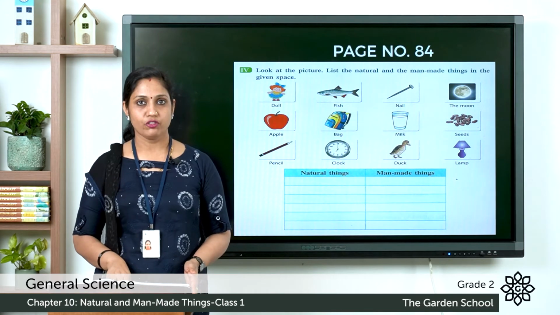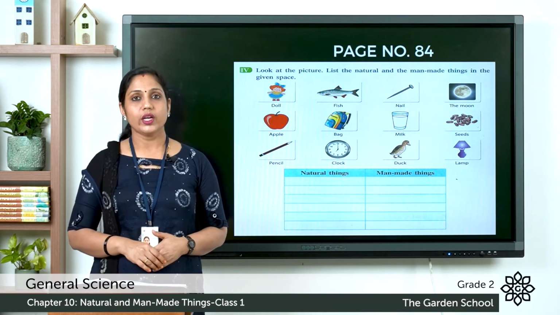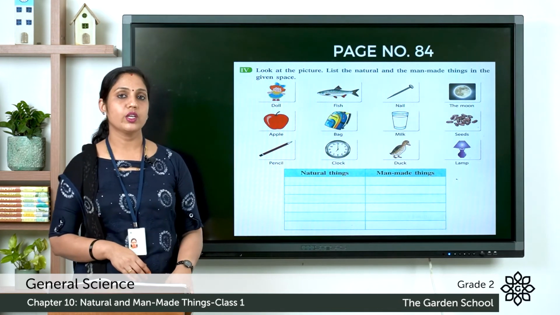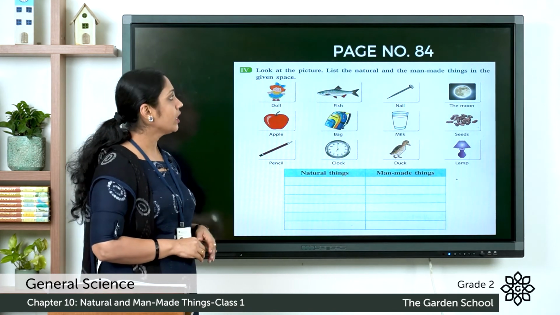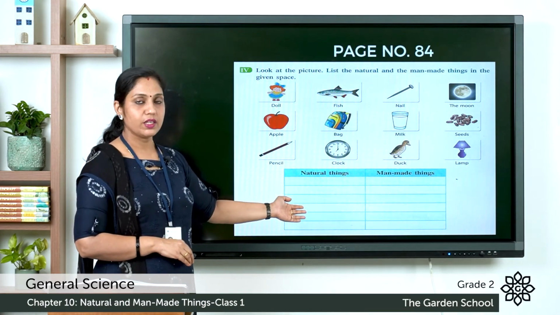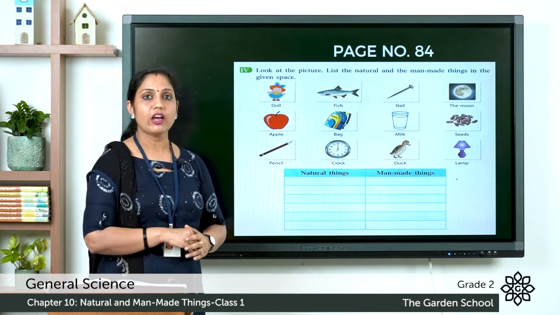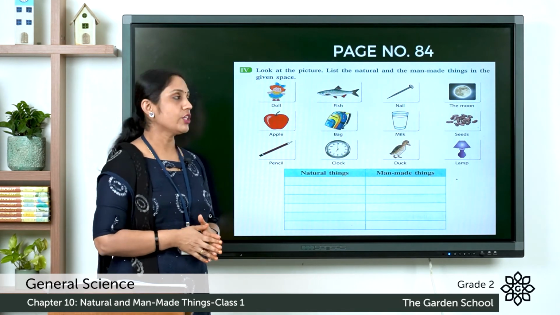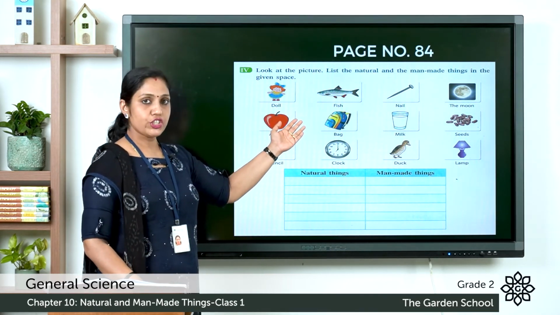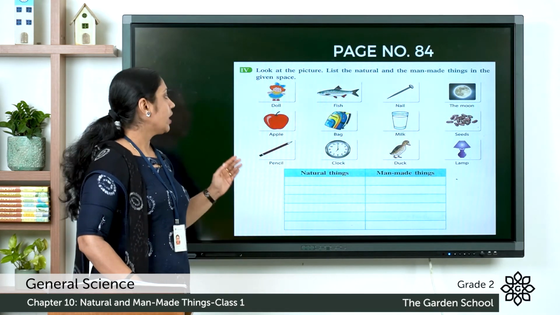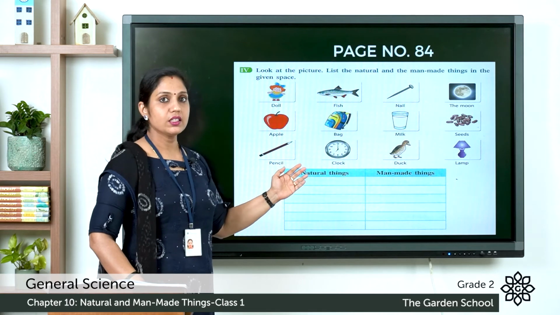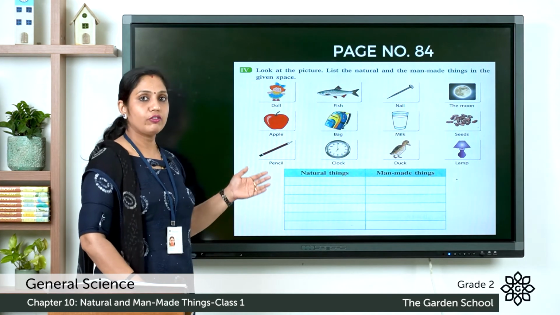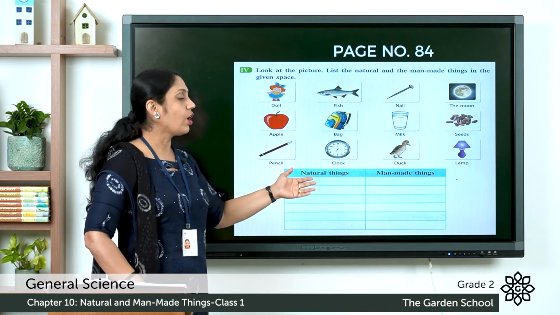So turn to page 84. Let's look at the exercises. Look at the picture. List the natural and the man-made things in the given space. So here you can see some pictures are given and we have to list the things. Here a table is given, natural things and man-made things. So you have to write which things come under natural things and which things come under man-made things. So here the pictures are doll, fish, nail, the moon, apple, bag, milk, seeds, pencil, clock, duck, lamp. You have to write these things whether it is natural or man-made.